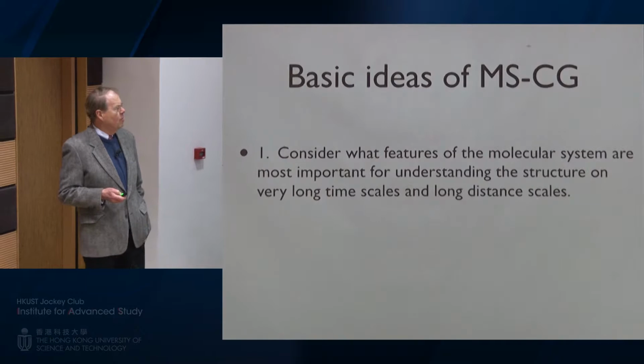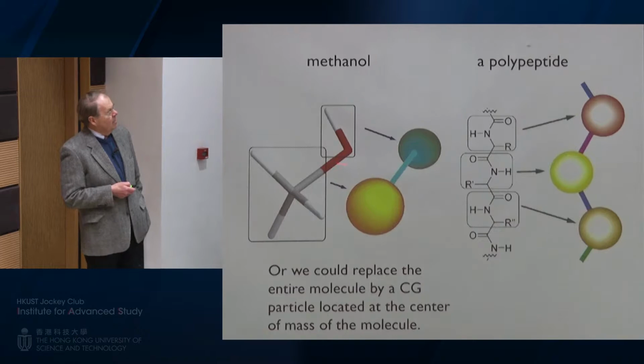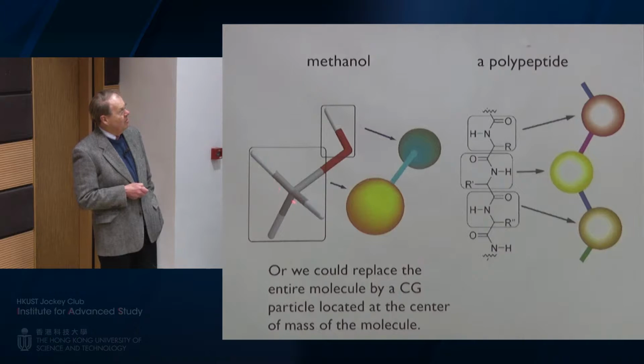For example, take a methanol molecule. This is a cartoon of a methanol molecule. This is a carbon atom, and here it's bonded to three hydrogen atoms at the end of these sticks. It's also bonded to an oxygen, which is bonded to a hydrogen up here. You might say, well, I really don't need to know where these hydrogens are because they always stay near the carbons and this hydrogen stays near the oxygen. Maybe I could get by if I knew the center of mass of these two atoms, the hydroxyl group. That would be a point.